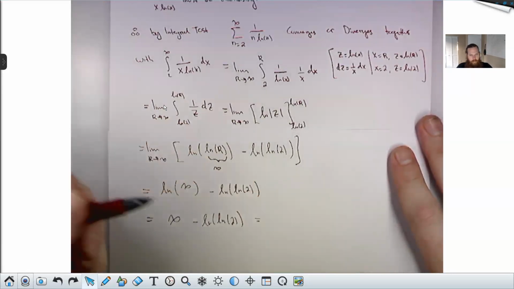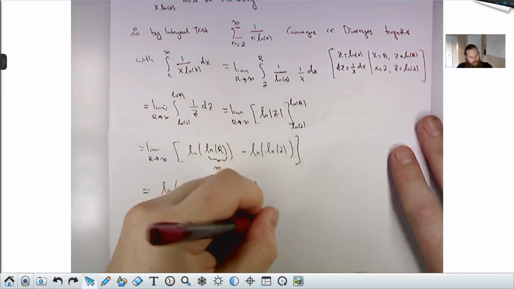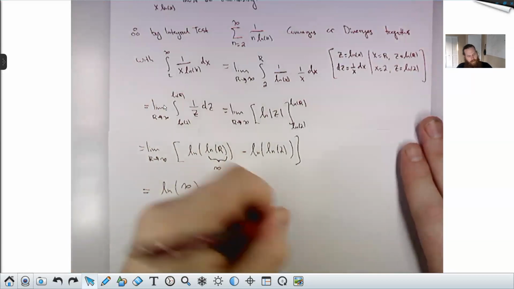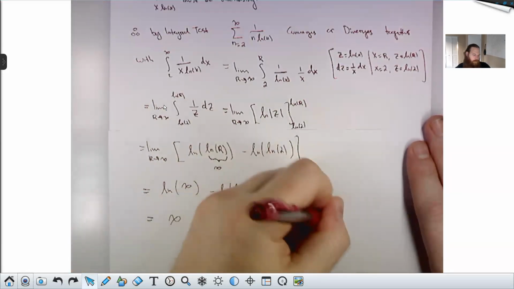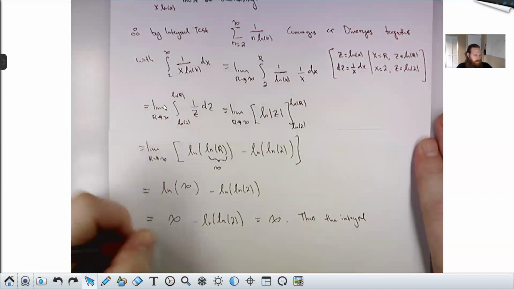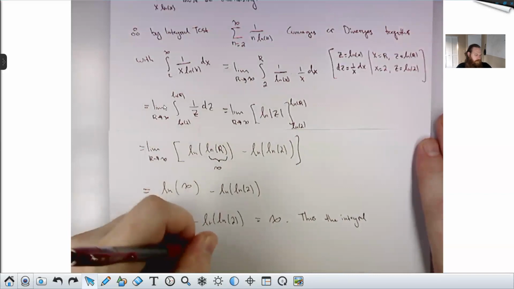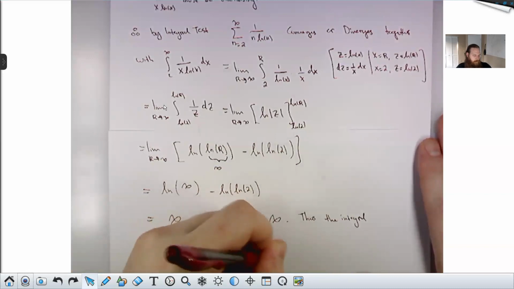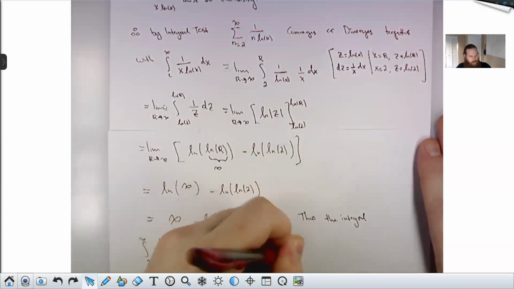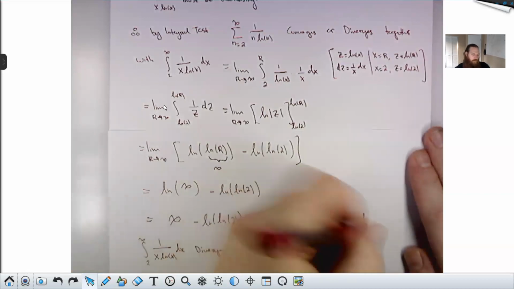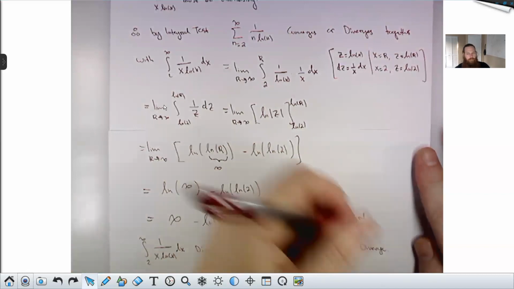Natural log of 2 is a finite number. So the natural log of 2 is finite. So infinity minus this finite number is still infinity. Thus, the integral from 2 to infinity of 1 over x ln x dx diverges. So the series sigma n from 2 to infinity of 1 over n natural log of n must also diverge.